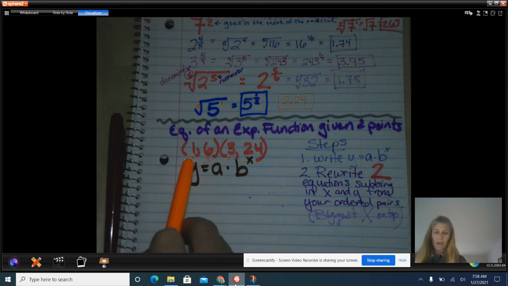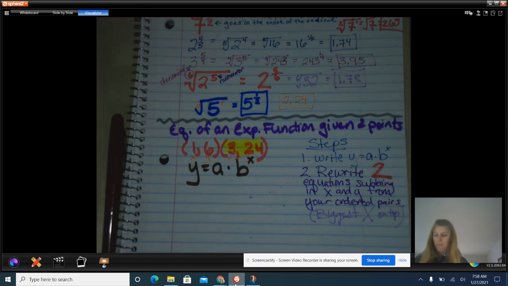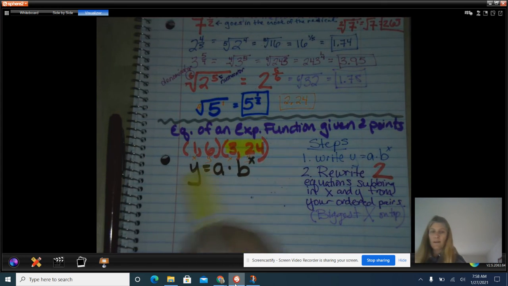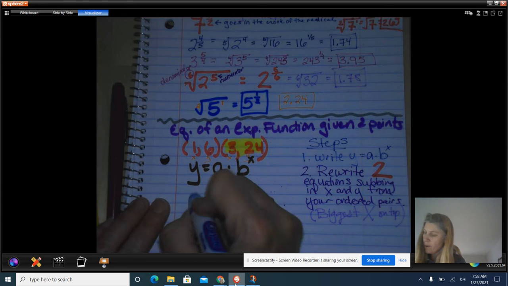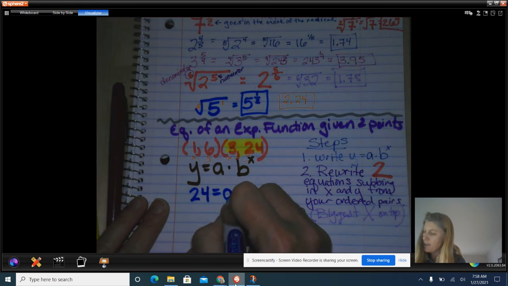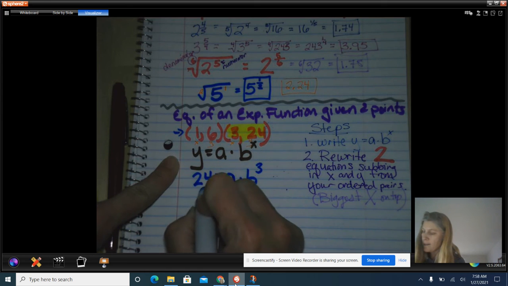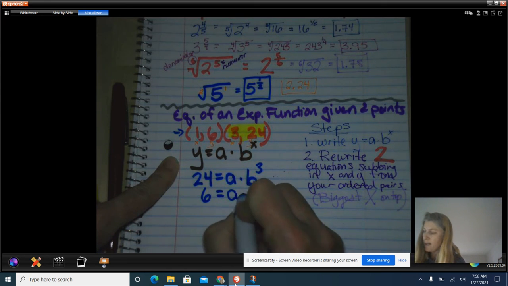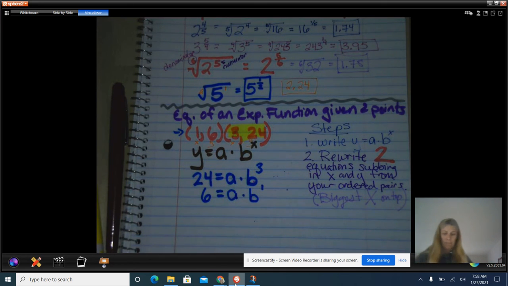And I see I have an x of 1 and an x of 3. So I'm going to start by substituting in for this equation. So we have a y and an x. So your a and your b are going to remain the same. We're going to plug in our x and our y. So my y is 24. My a and b stay the same, and my x is 3. Okay, now we're going to do the same for our second equation. My y is 6. My a and b stay the same. And then we're going to put my x in place there, which is 1.